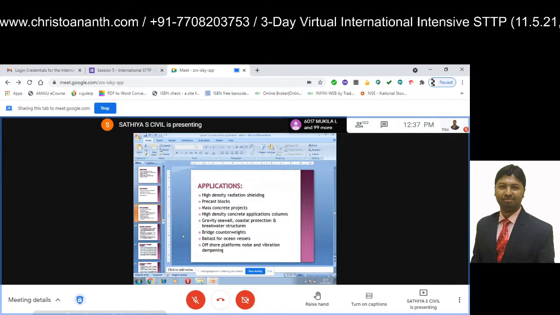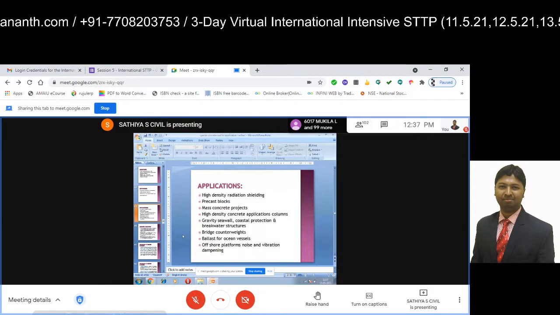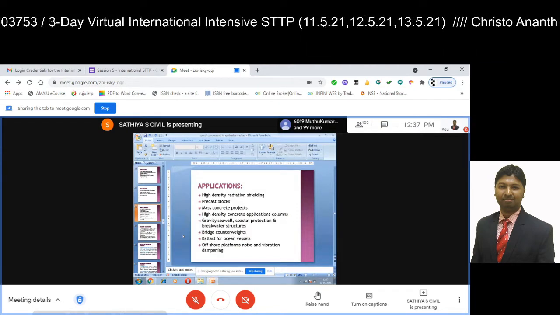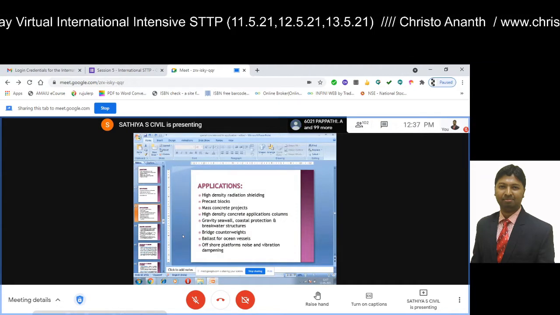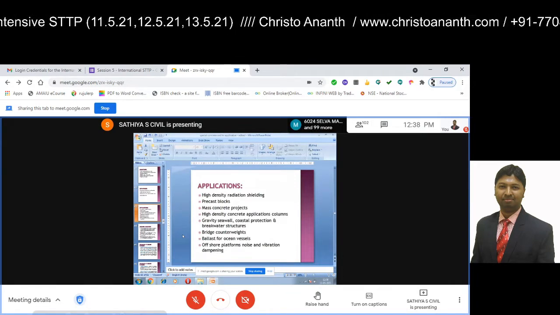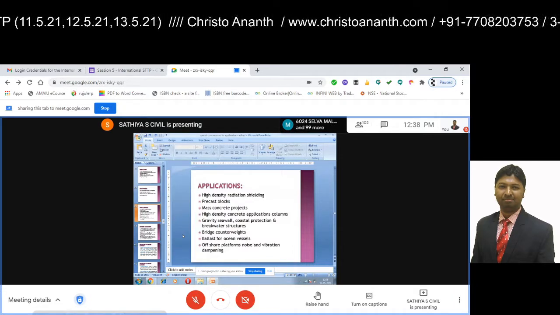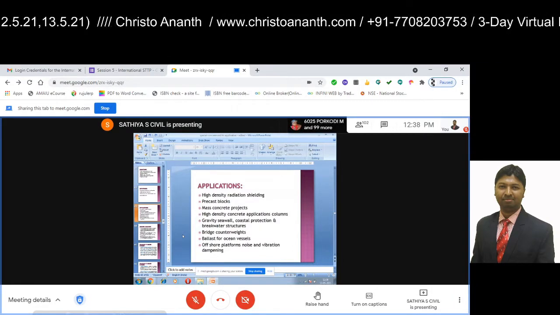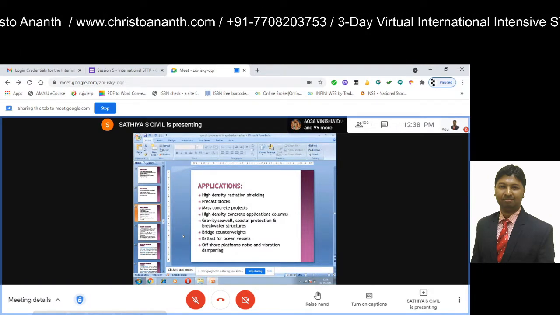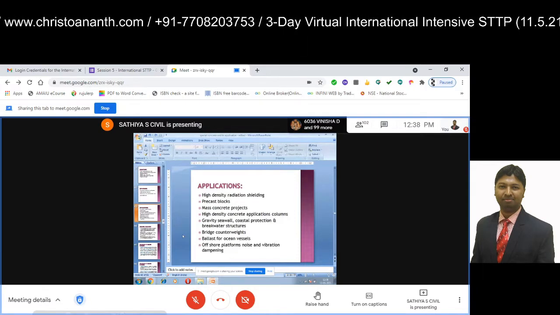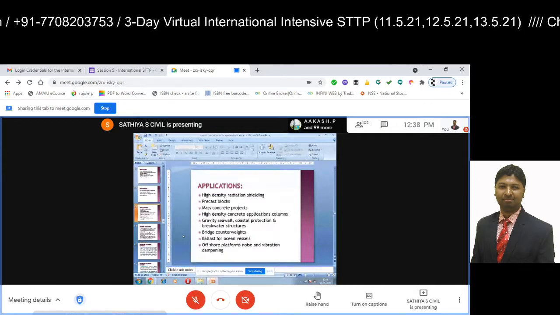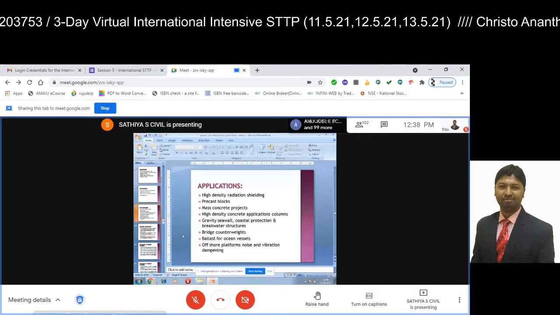Then applications of high density concrete. It can be used for high density radiation shielding. Then it can be used as precast blocks. Then it can be used for mass concrete projects. Then high density concrete applications: gravity seawall, coastal protection, and breakwater structures. Then bridge counterweights, ballast for ocean vessels, offshore platforms, noise and vibration dampening. So there are more applications of high density concrete.